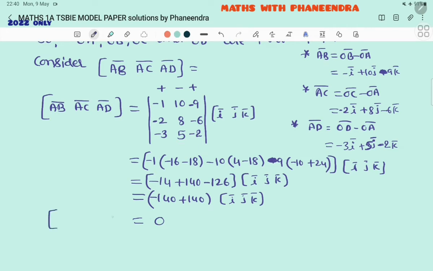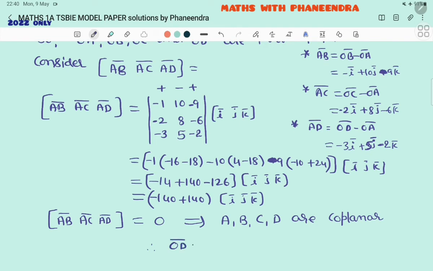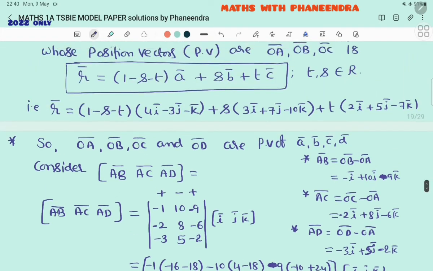So AB, AC, AD equal to 0. That implies A, B, C, D are coplanar. Coplanar means the points are lying on the same plane. Therefore, the OD equal to D bar point lies on the plane. This is the conclusion.